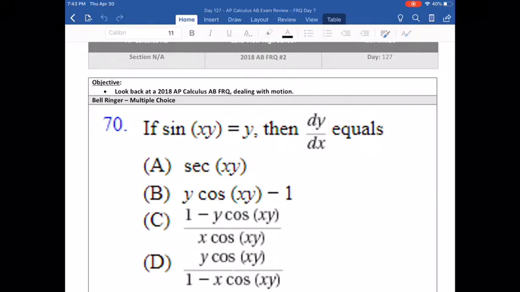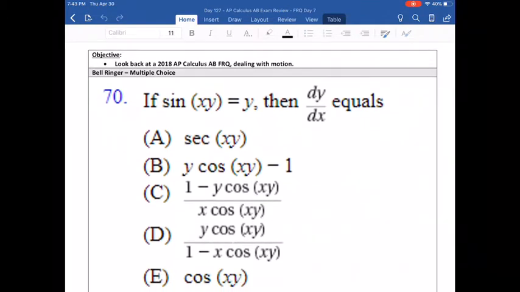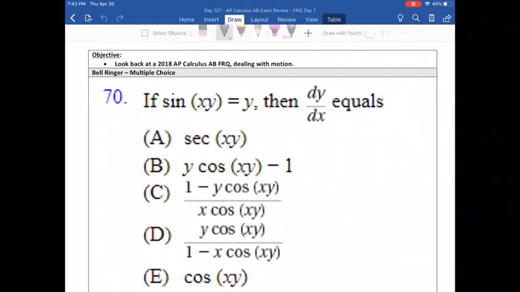So since this is an implicit relationship, we are going to be using implicit differentiation to find this derivative. So let's do it. Remember, implicit differentiation still uses the same rules, power rules, product rules, and so on and so forth. There's just this added dy/dx term as a result of our differentiation along the way. So that's the only thing we have to be wary of.